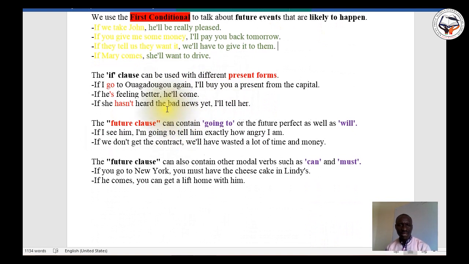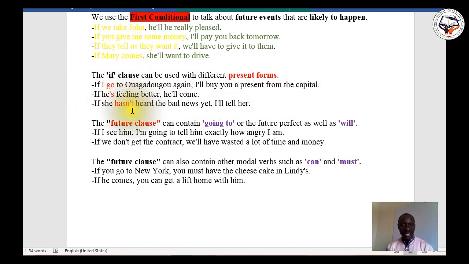The if clause can be used with different present forms. If I go to Ouagadougou again, I'll buy you a present from the capital.